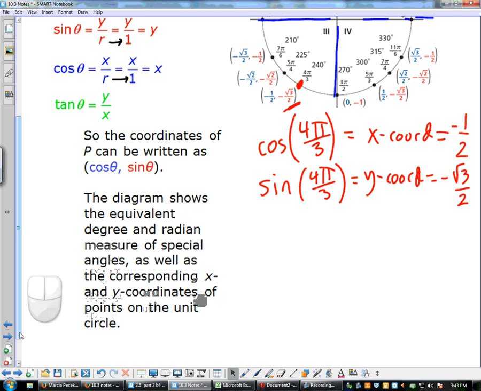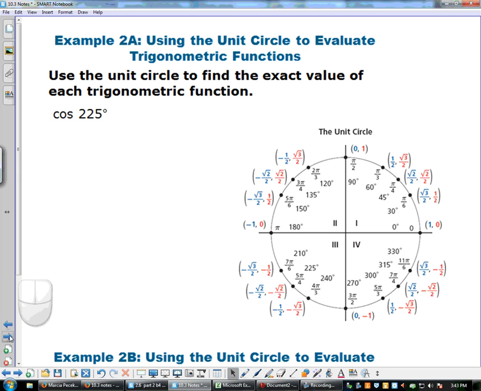The diagram is going to show the equivalent degree and radian, as we mentioned, of the special angles and their x and y. We're going to use this unit circle to do some follow-up questions, and we'll always reference back to it as we're answering our questions. So we're going to use the unit circle to find the exact value. Again, that means no calculator here. Exact value of each trig function.